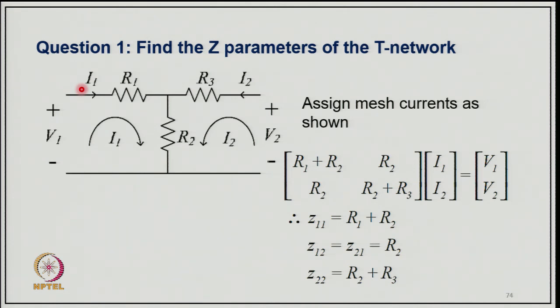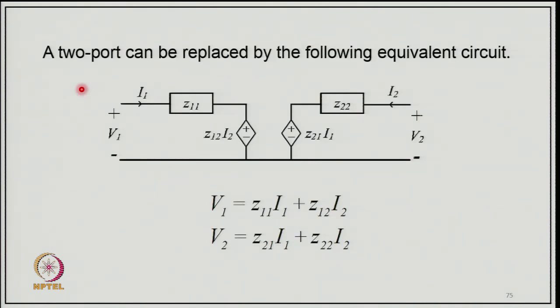So now the Z parameters from this matrix form we can write: Z11 equals R1 plus R2, Z12 equals Z21 equals R2, and Z22 equals R2 plus R3, just by comparing with the Z parameter equations. The two-port network can now be replaced by an equivalent circuit. Here we have V1 and I1 with the parameter Z11 and a dependent voltage source, a current-dependent voltage source of the secondary side current, Z12 I2, with plus and minus.